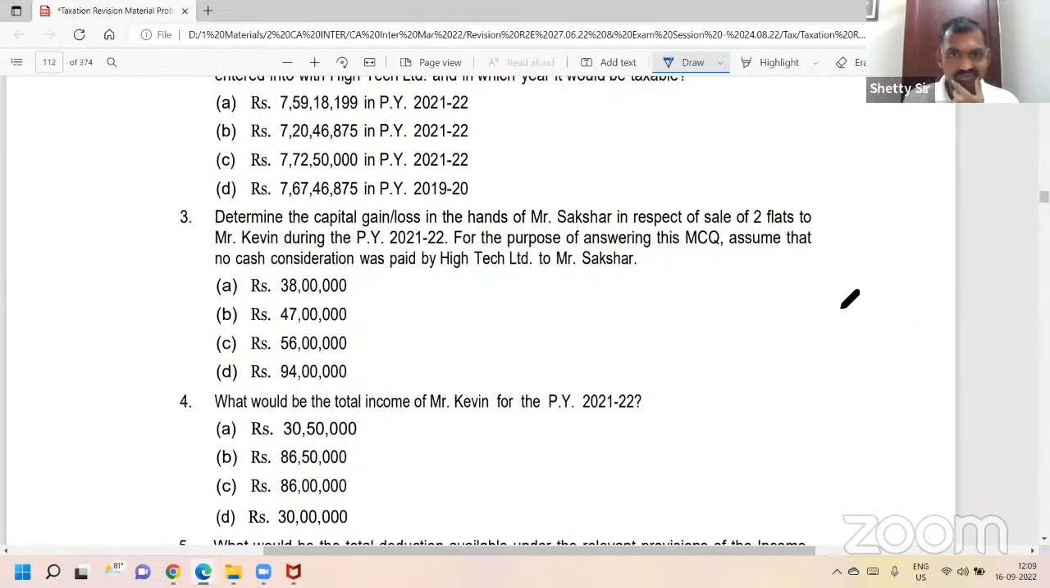Now question number 3: Determine the capital gain or loss in the hands of Mr. Sakshar in respect of sale of 2 flats to Mr. Kevin during the previous year 21-22. For the purpose of answering this MCQ, assume that no cash consideration was paid by High-Tech Limited to Mr. Sakshar. So there is no 1 crore. The fair market value should be considered as the cost, to keep it simplified at an intermediate level. Question number 3, sale of 2 flats.